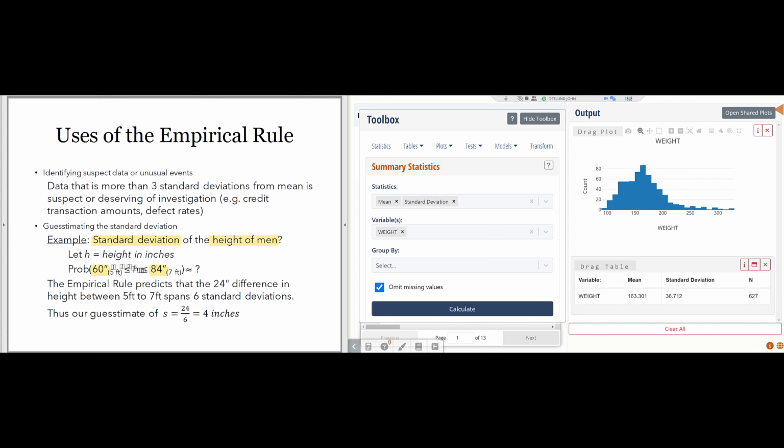Well, we now can just compute the range of that height difference. Okay, and that's 24 total inches. If we divide that by 6 standard deviations, we get that based on our guesstimate that 99% of men have heights between 5 feet and 7 feet, that implies that the standard deviation is probably about 4 inches. Okay?